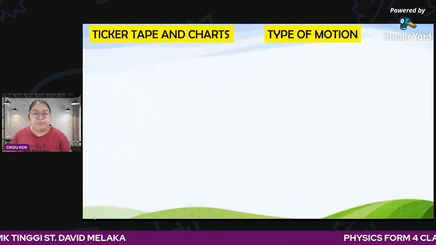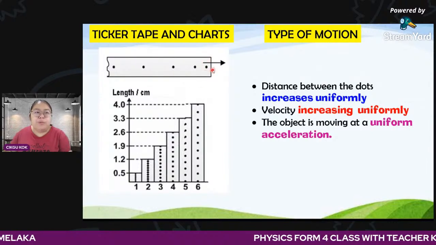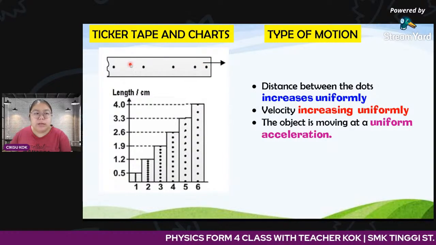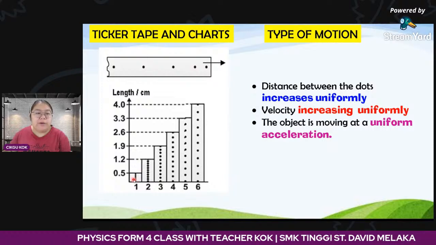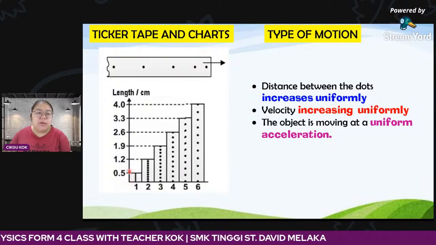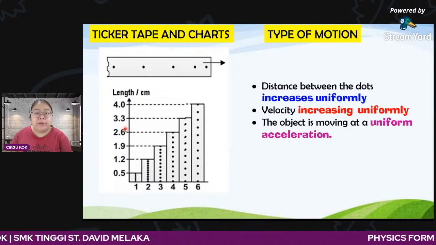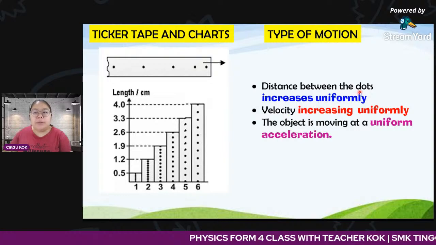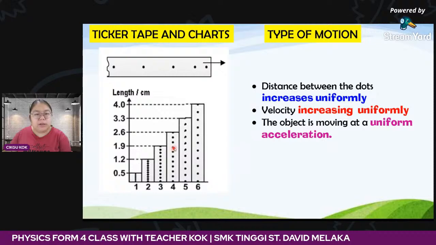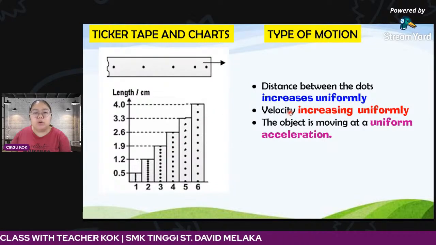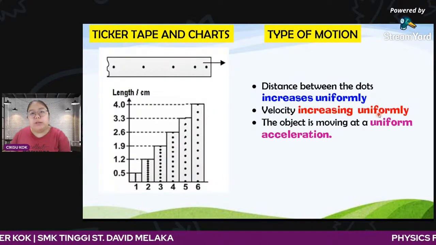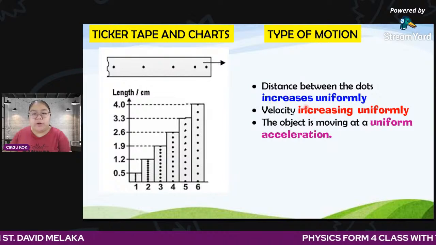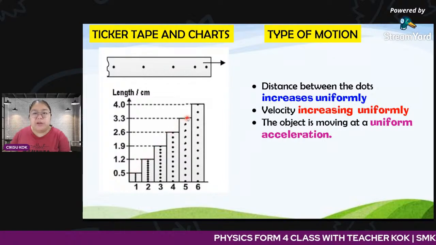Okay, the next one. Like this, I pull faster. Closer, after that further. Then I paste. After pasting, I measure the length: 0, 0.5, 1.2, 1.9, 2.6. Every difference is 0.7, constant 0.7. So we can say the distance between the dots is increasing uniformly. Everyone is increasing uniformly, so we can conclude the velocity increases uniformly.